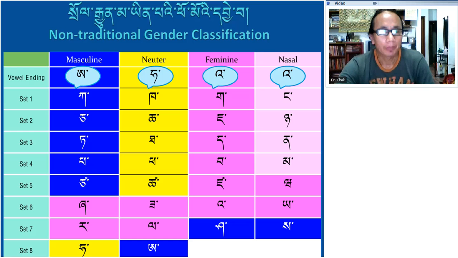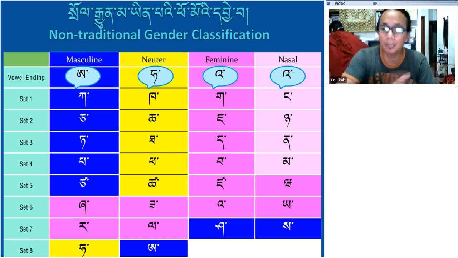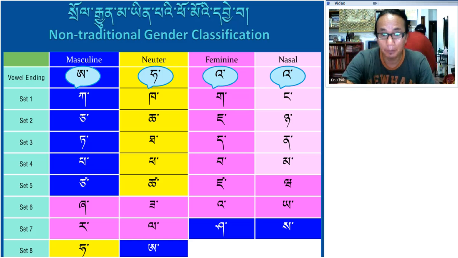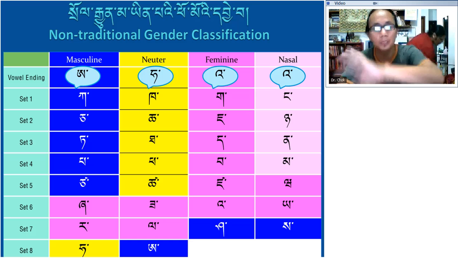Okay. Again, I think alphabet is very, very important, whether you speak or whether you read. If you don't know alphabet, then it's finished. So let's learn alphabet first. Look at the chart. Blue is masculine, yellow is neuter, and the pink is feminine, and the light pink is nasal. Remember this. This is the map for the pronunciation. All pronunciation comes into this chart.